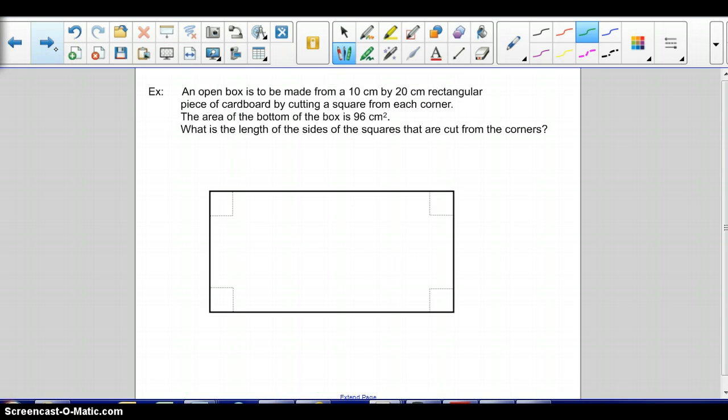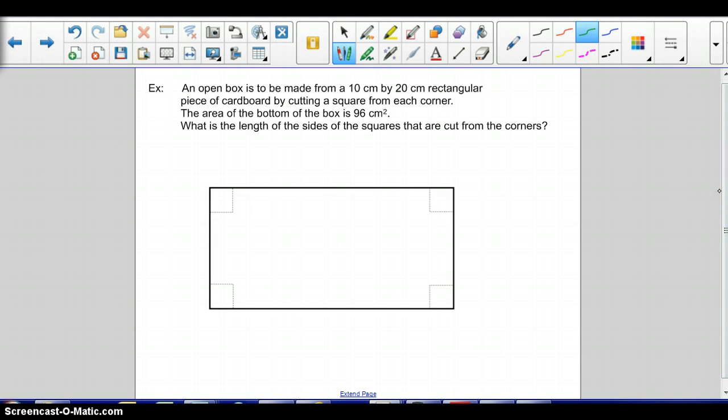Okay, moving on. Another problem. An open box is to be made from a 10 centimeter by 20 centimeter rectangular piece of cardboard by cutting a square from each corner. So we already had these squares drawn in. The area of the bottom of the box is 96 centimeters squared. Notice that's area. What is the length of the sides of the squares that are cut from the corners?